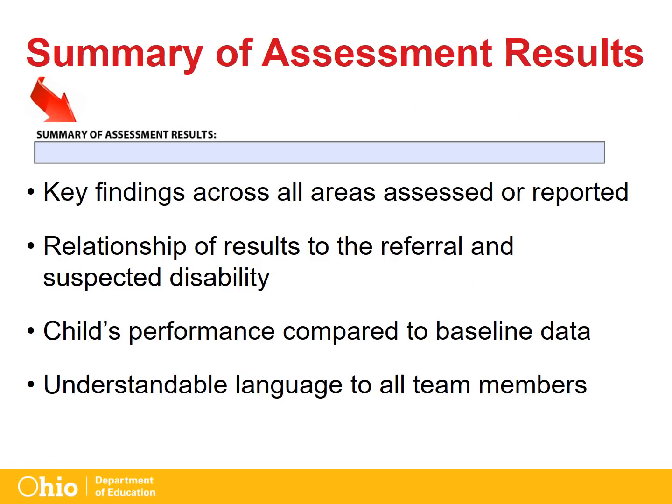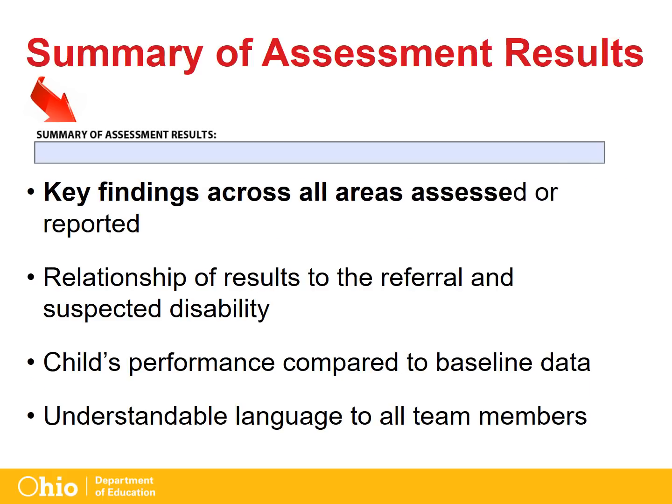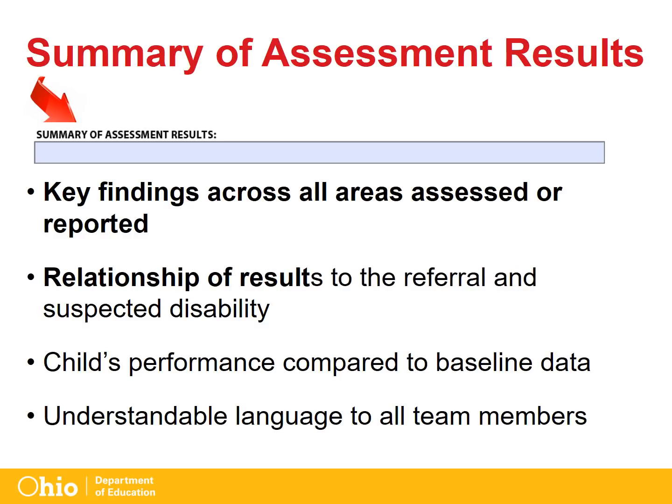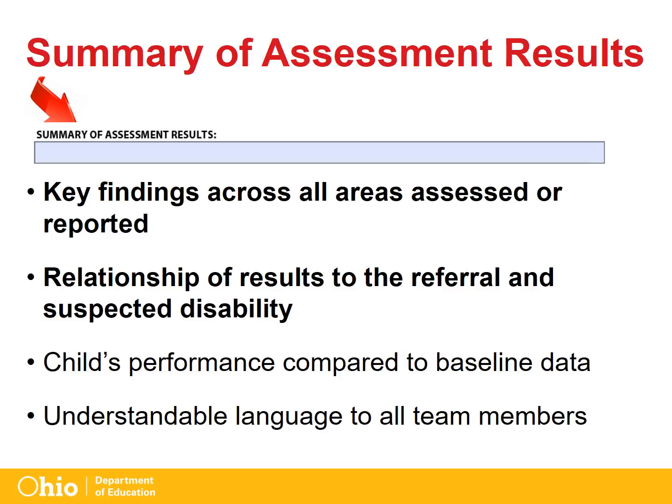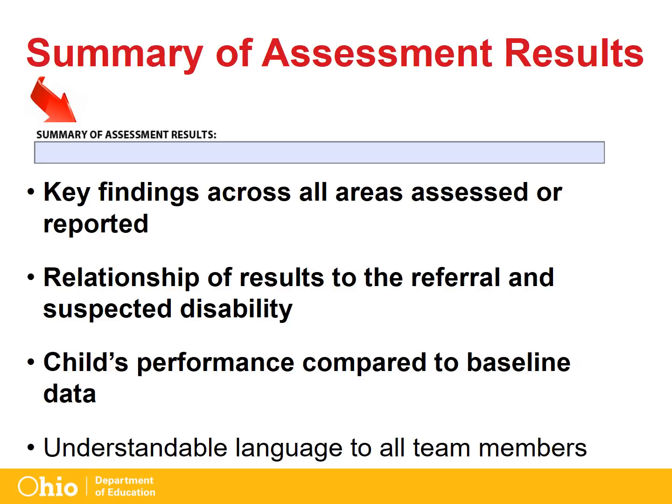Summary of assessment results. The summary of all assessment results should include a summary of the key findings across all areas assessed or reported. This should not be just a restatement of every assessment or observation result from Part 1. The relationship of the results to the referral and suspected disability, and a description of the child's performance compared to specific and measurable baseline data as appropriate.